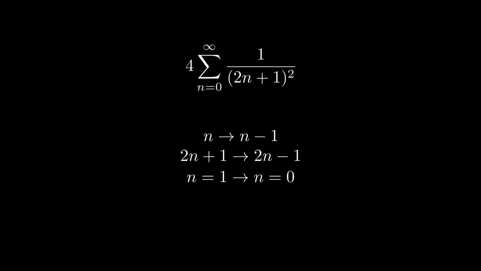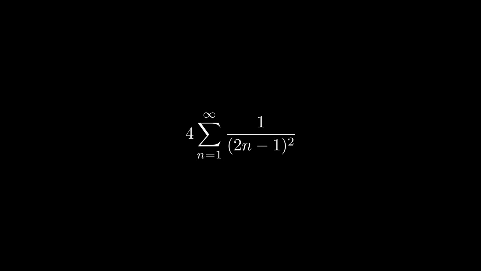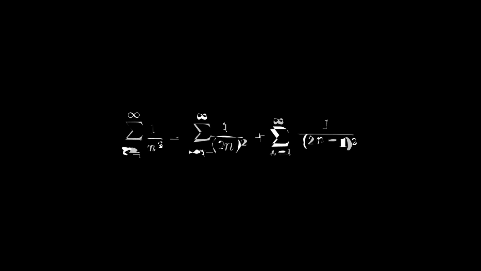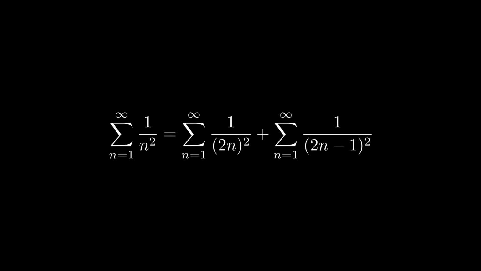But first, we'll plug back in the right-hand side and divide by 4, giving us a nice closed form for the sum. Now notice that this sum is all the odd terms of our goal sum, so all we have to do is add the even terms to reach our goal sum.